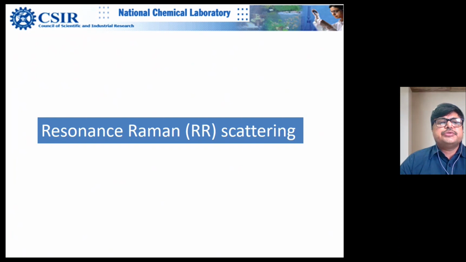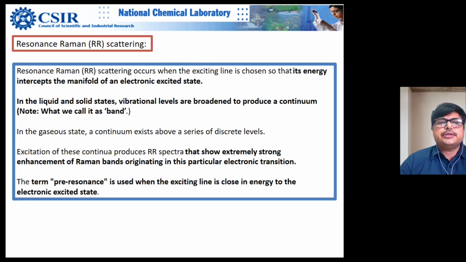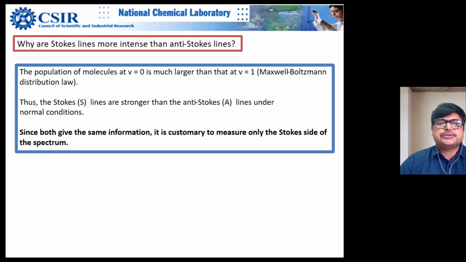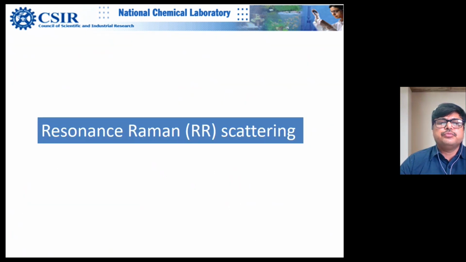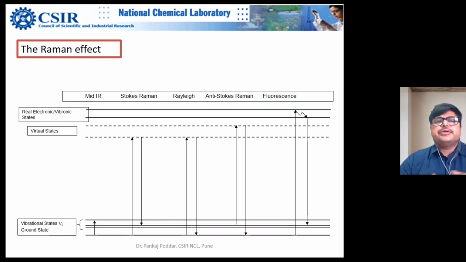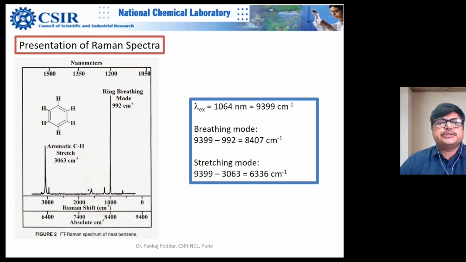Resonance Raman scattering is very useful to enhance the overall Raman intensity. I have already explained that, but it is quite cumbersome because you have to find a laser whose energy is higher than the band gap or HOMO-LUMO gap. Only then does it become useful. Otherwise, it has really no use.